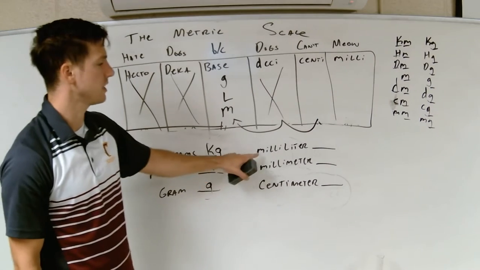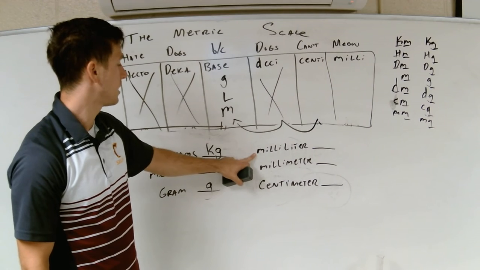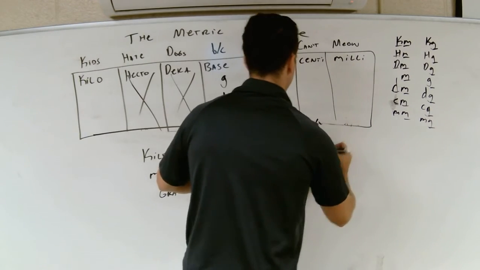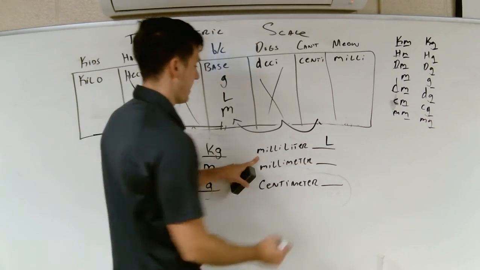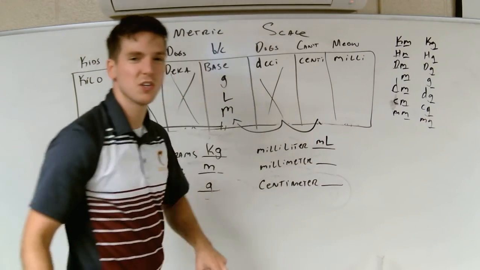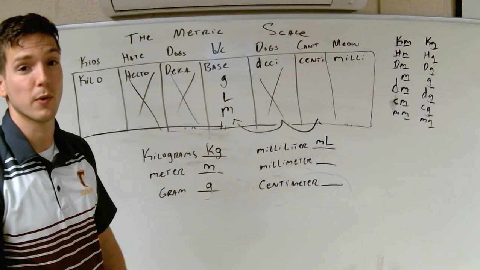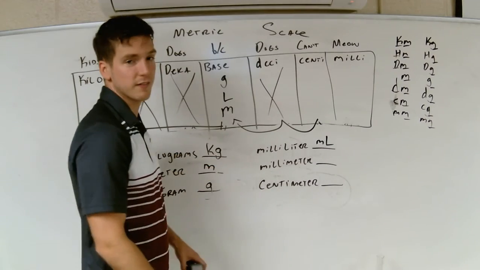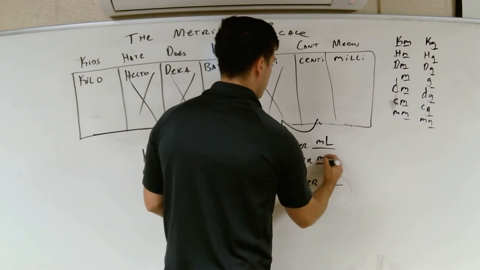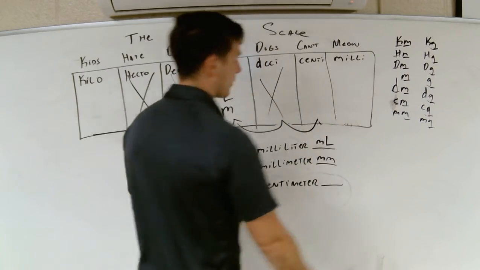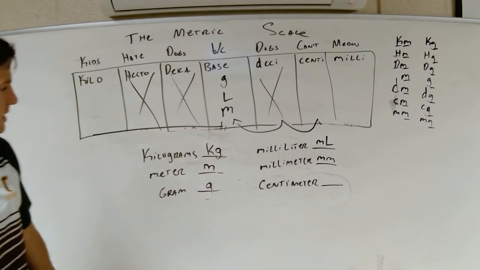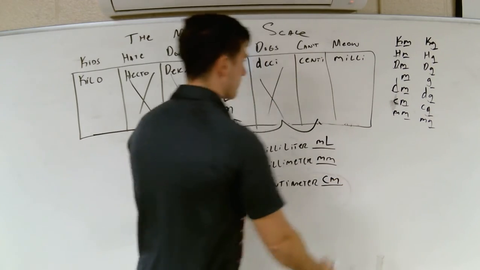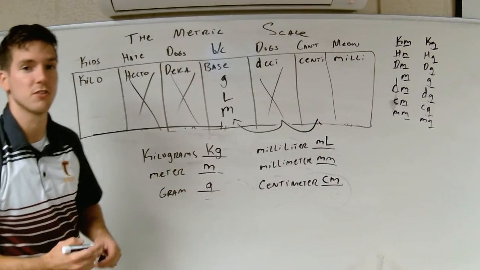Milliliter. This is different. We haven't had an example like this. Liter is usually capital L, and milli is m, so it's mL. You could do m capital L or m lowercase l. I've seen both, so either one is fine with me. Millimeter: milli is m, meter is also lowercase m, so that's mm. Centimeter: centi is c, meter is m, so cm. Make sure you know those symbols when they're coming at you.